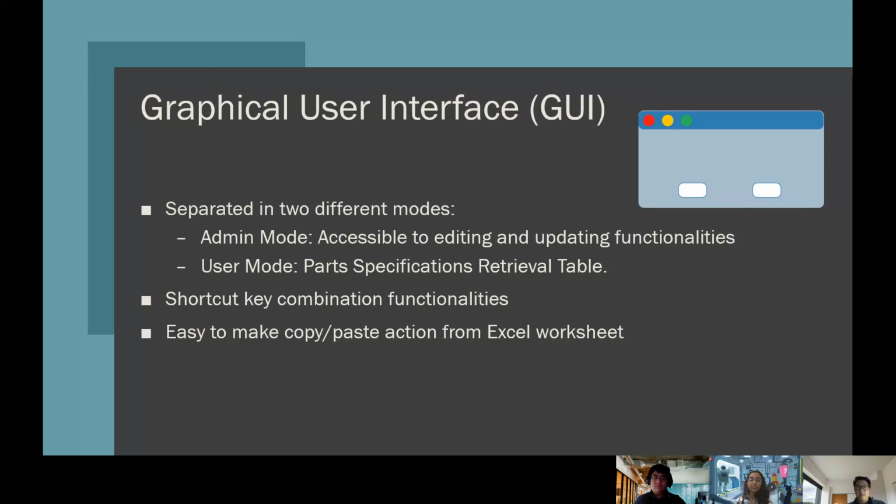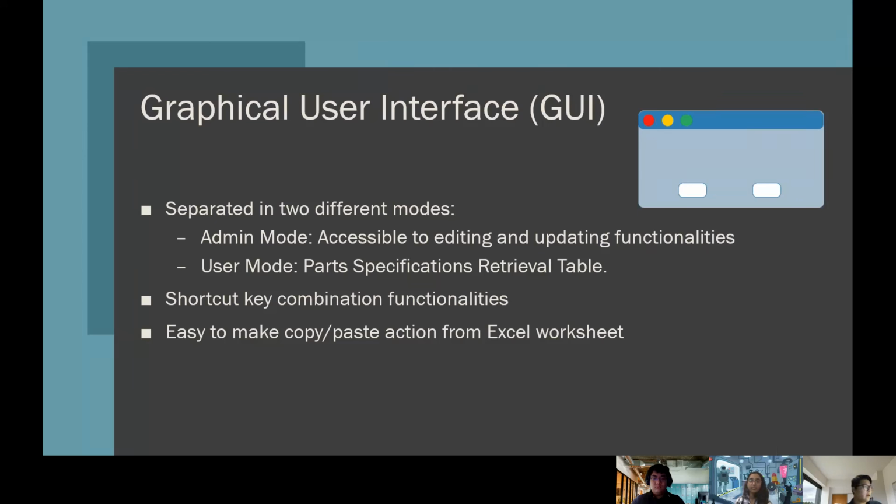The second one is the user mode, which is one of the main parts of the client requirements. They want to have a part specification retrieval table where the sales professionals can enter the quantity of the input and also some specifications. After that, they will have the output of the number of tests they need to do. To enhance the user experience, we also implemented shortcut key combinations like Ctrl C for copying and Ctrl V for pasting, which makes it easier for us to copy and paste from the Excel worksheet to the database.